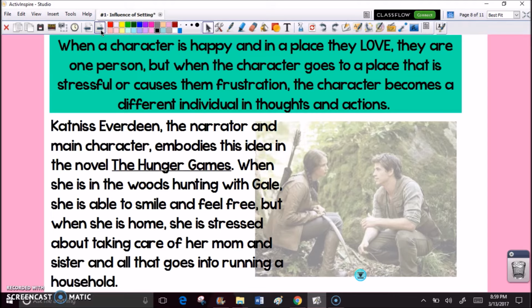So I'm going to use The Hunger Games as an example. Katniss Everdeen, the narrator and the main character, embodies this idea. When she's in the woods hunting with Gale, who is her closest friend, she's able to smile, to feel free. She's in a place that she's comfortable and that she loves. But when she's home, she's stressed out about taking care of her mom and her sister and everything that goes into running a household. So again, same character, different locations. She feels different. She behaves differently.